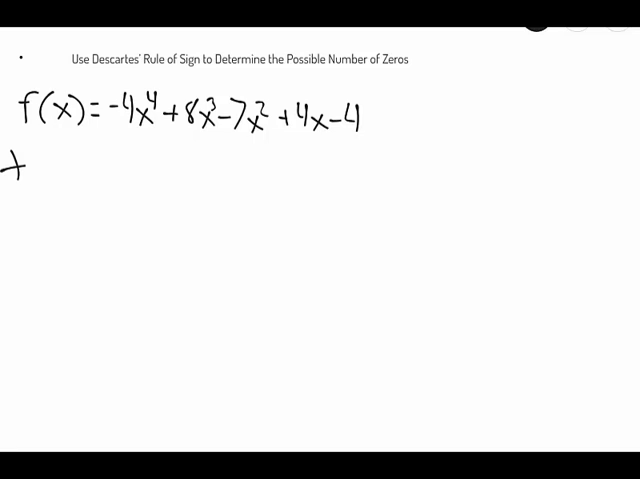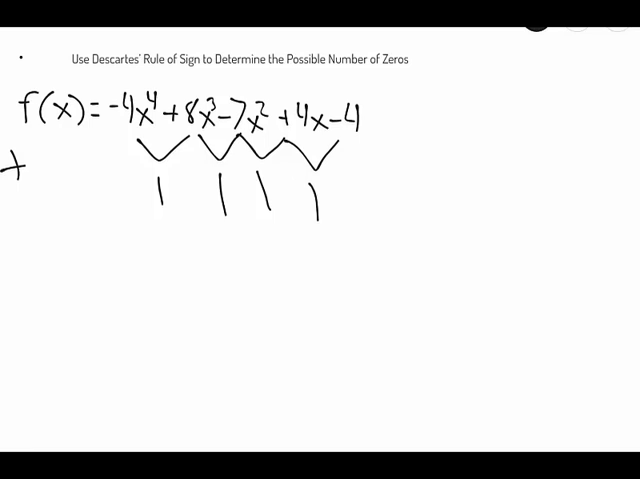For example, if we look at our first term, it is negative. And from negative to positive, that is a sign change. So I'm going to count that as 1. From our next term, we go from positive to negative. So that's also another sign change. So that gives me another one. Then we have negative to positive. So that gives us a third sign change. And we go from positive to negative. So there goes a fourth one. There were 4 different changes in sign throughout this equation.